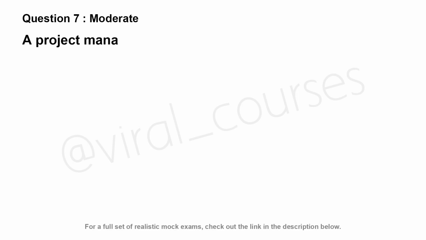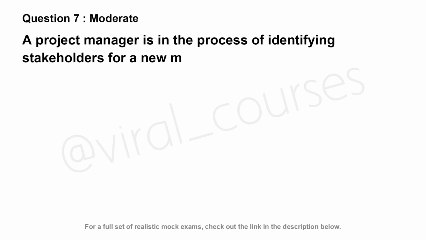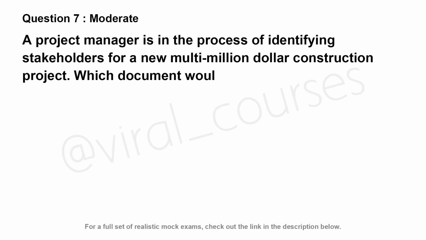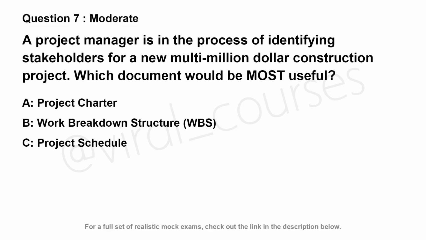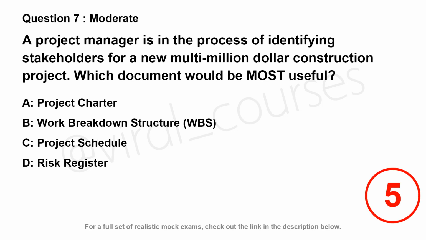A project manager is in the process of identifying stakeholders for a new multi-million-dollar construction project. Which document would be most useful? Option A. Project Charter. Option B. Work Breakdown Structure, WBS. Option C. Project Schedule. Option D. Risk Register.